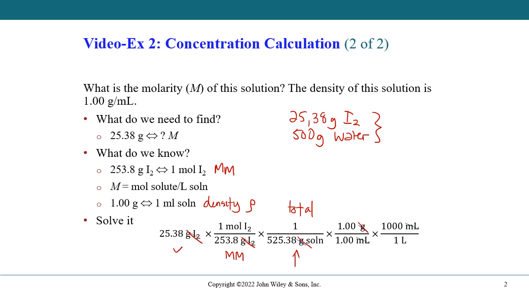With the volume, we need to multiply by 1,000 to get it into liters, because density is in grams per milliliter and we need to do the conversion to liters. So we multiply by 1,000 over here. As soon as we do the calculation, we end up with a 0.1903 molar solution of iodine in this case.